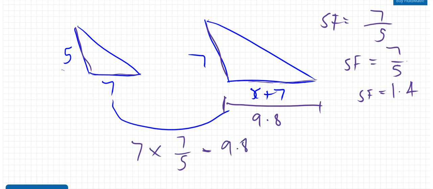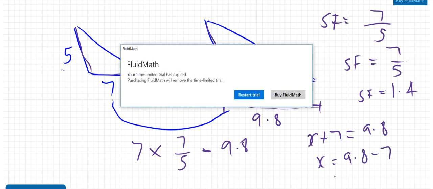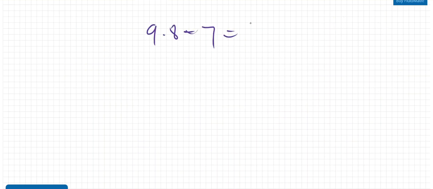I still have to figure out what x is. So using this information now, if I know the whole length is 9.8, what is something plus 7 to give me 9.8? Another way of doing it is just write an equation. X plus 7 is equal to 9.8. So I have to minus 7 on both sides. So what is 9.8 take away 7? That leaves me with 2.8. So therefore x is equal to 2.8. And that's how we found x.